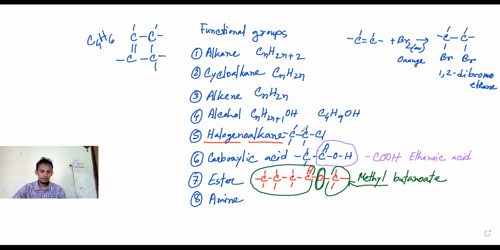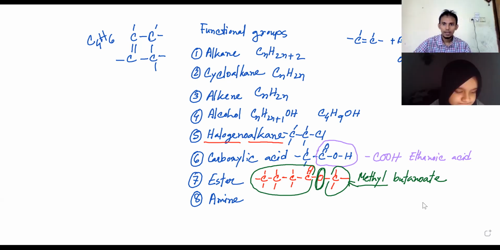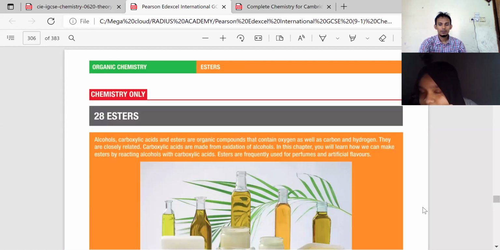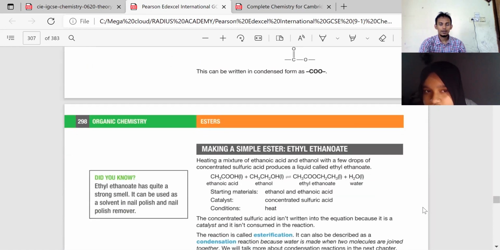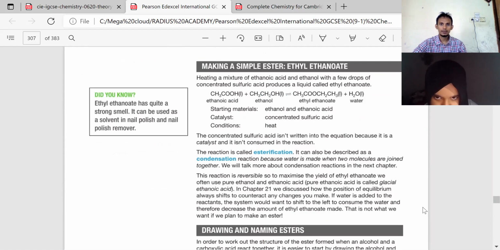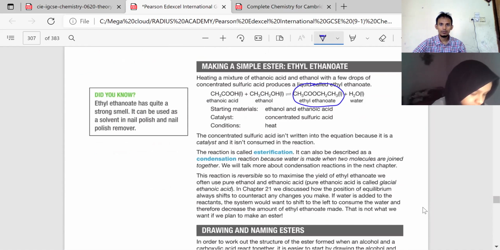Okay, so ester is very, very important. You should study ester well, and in your book, it's very clearly written, nicely written. The whole chapter, see this one, chapter 28. They are esters, and in order to form any ester, you need an alcohol and a carboxylic acid.